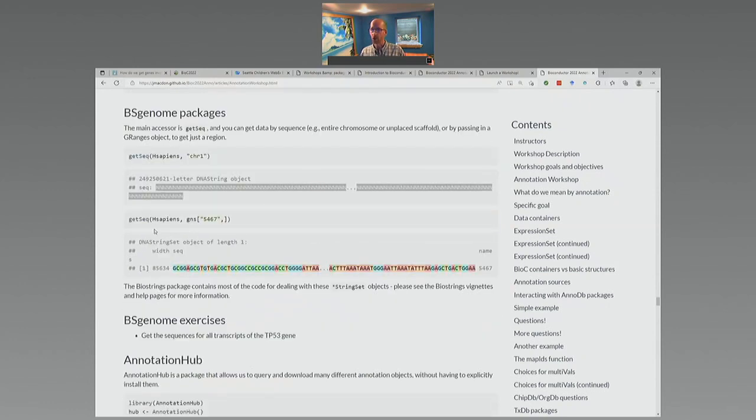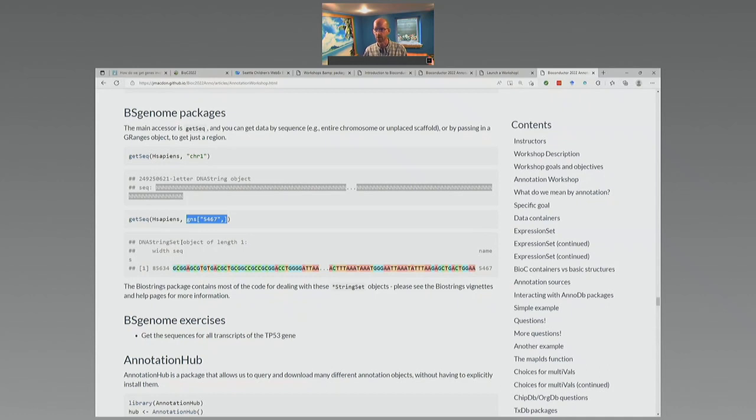But we can also use a GRanges object. This is the thing from genes that we looked at above. This is just a chromosome and position GRanges object, and we're saying, give me the sequence for this. So if you had a GRanges that was the promoter sequence for a gene or a bunch of genes, then you can use getSeq from Hsapiens and it'll give you all the promoter sequences for all those genes that you put in this GRanges.